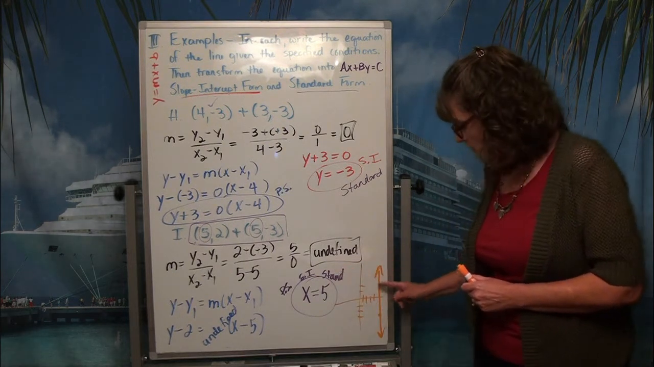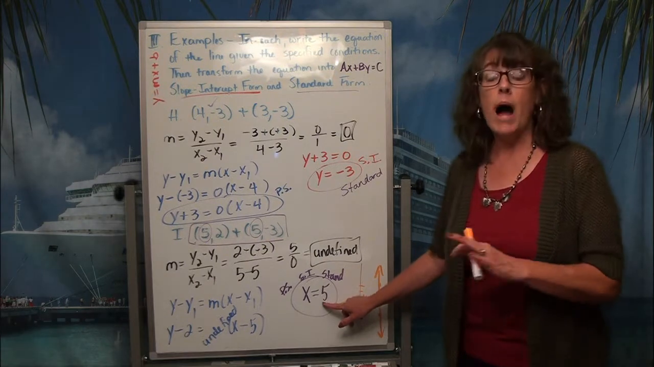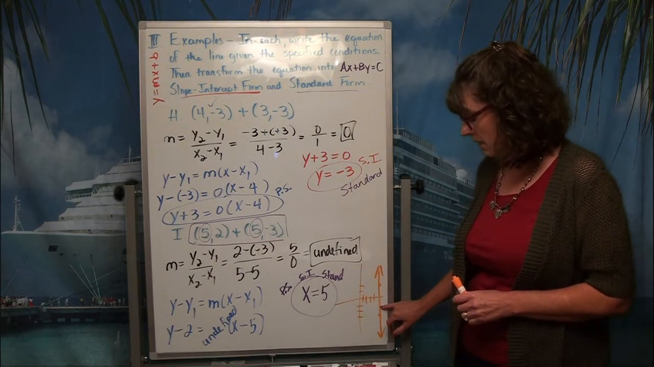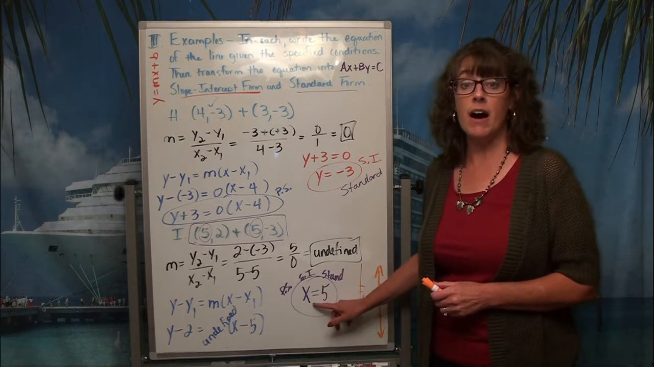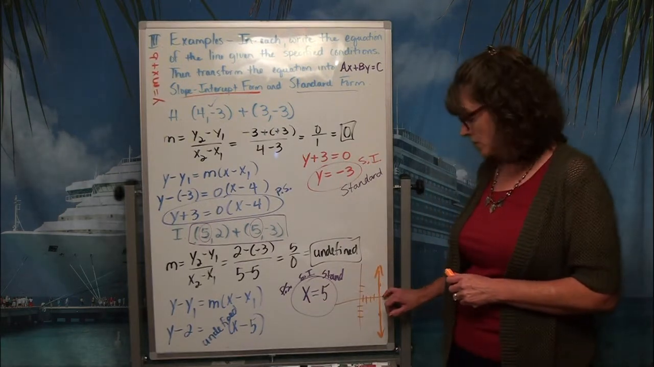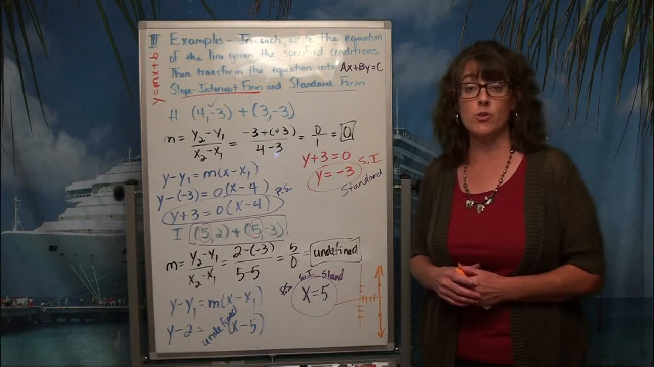And remember, on this vertical line, every one of these x coordinates is a 5. Y can be anything. Y can be a 2, it could be a negative 3, it could be a 0, it could be a negative 1, it could be fractions and decimals. But the x had better be a 5. X cannot be anything but a 5. So this is the only equation that can represent that line. It's the only equation that represents the line that goes through those 2 points.